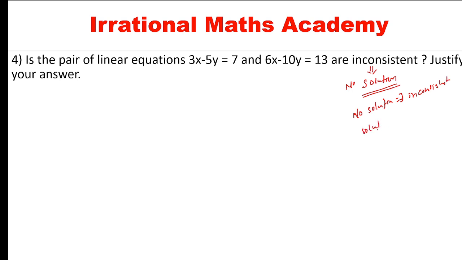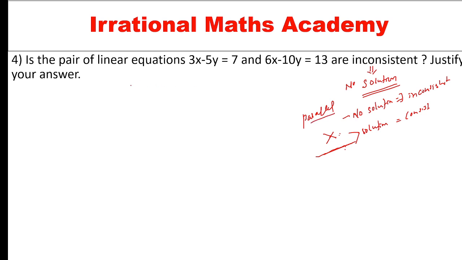No solution, inconsistent. Solution, consistent. If you remember, for which lines will we get inconsistent? For parallel lines, because they won't intersect at any point. For which lines will we get consistent? Intersecting lines, because one unique solution is there, and coincident lines where infinite solutions are there. In both cases we are getting solutions, right? So these two have consistent solutions, and for parallel lines we won't.